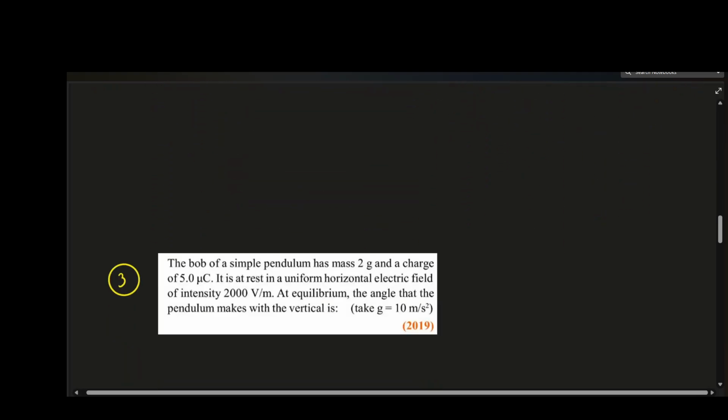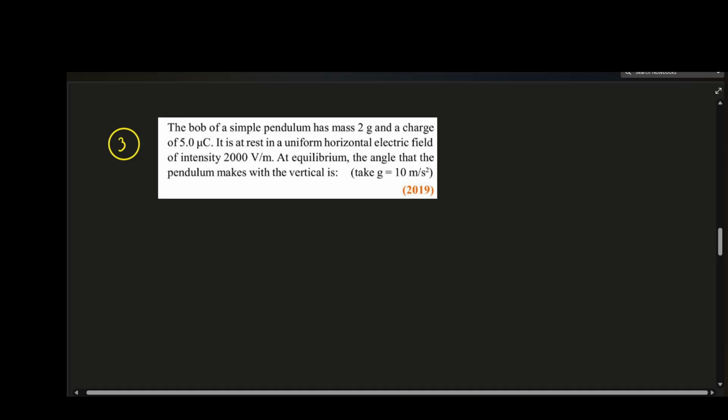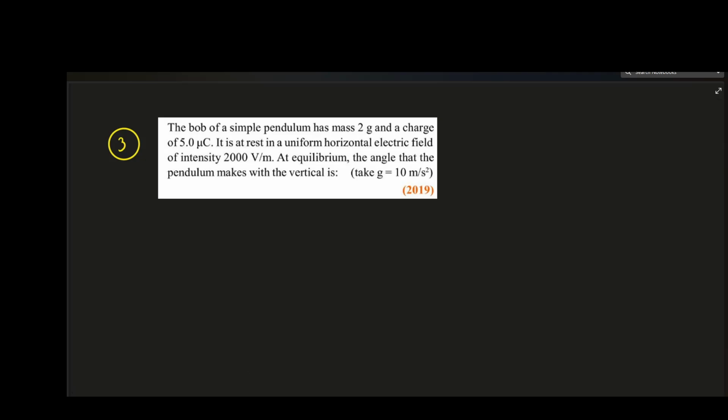This is the solution. Now the next question has a bob of a simple pendulum of mass 2 grams and a charge of 5 microcoulomb. It is at rest in a uniform horizontal electric field of intensity 2000 volt per meter. At equilibrium, the angle that the pendulum makes with the vertical is. So we are having a pendulum like this.